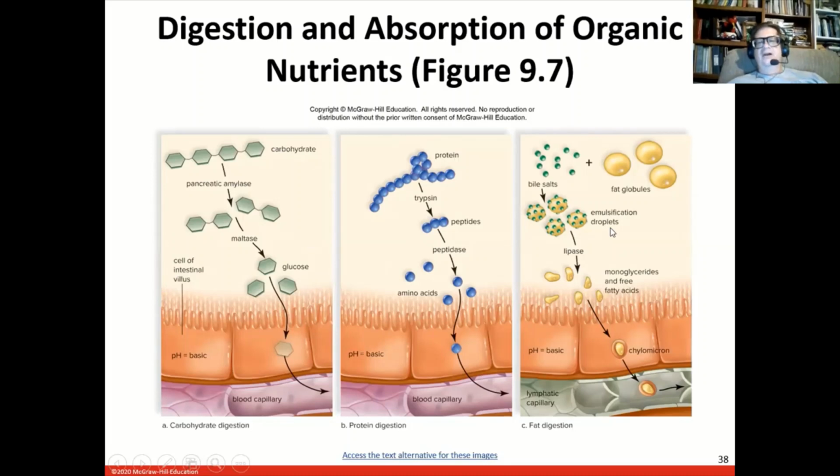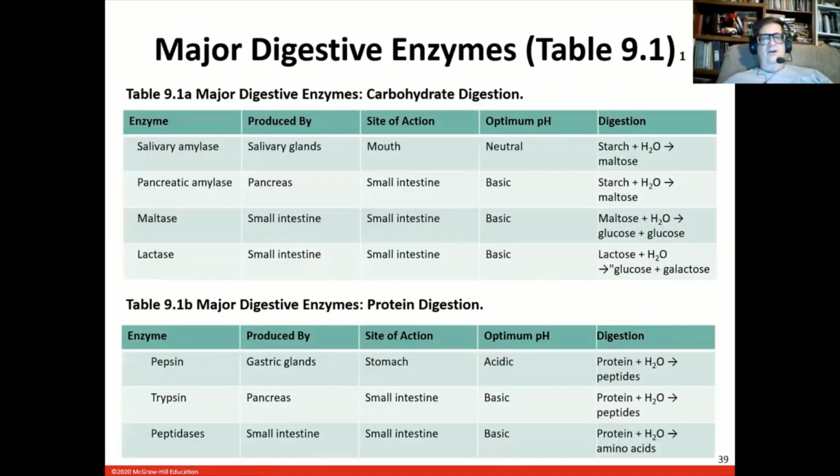Now, we have big fat globules, and we combine them with bile salts that breaks them into smaller fat droplets, and those can be broken down by lipase, for instance, an enzyme that digests fats. And then we have little tiny droplets of glycerols and fatty acids, and these chylomicrons, these little teeny tiny droplets, are brought into the lacteals. All right, moving on.